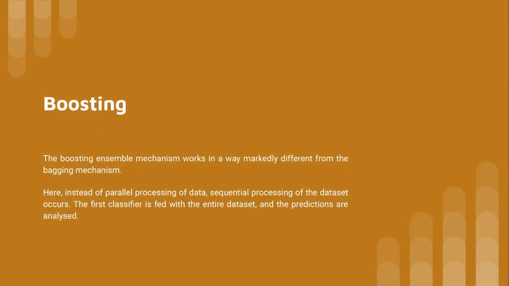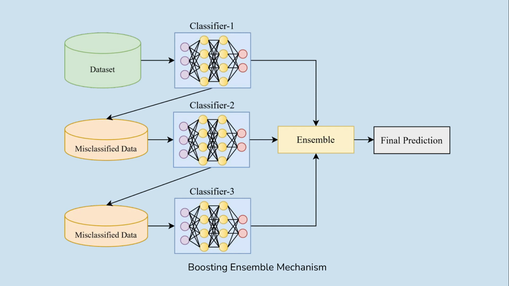Boosting. The boosting ensemble mechanism works in a way markedly different from the bagging mechanism. Here, instead of parallel processing of data, sequential processing of the dataset occurs. The first classifier is fed with the entire dataset, and the predictions are analyzed. The instances where classifier 1 fails to produce correct predictions, that are samples near the decision boundary of the feature space, are fed to the second classifier.